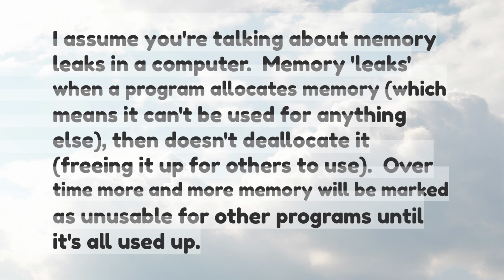A memory leak happens when a program allocates memory, which means it can't be used for anything else, then doesn't deallocate it, freeing it up for others to use. Over time, more and more memory will be marked as unusable for other programs until it's all used up.